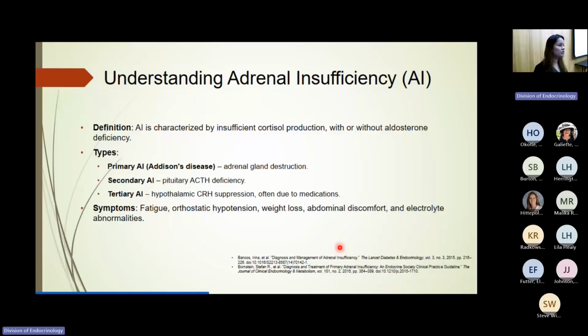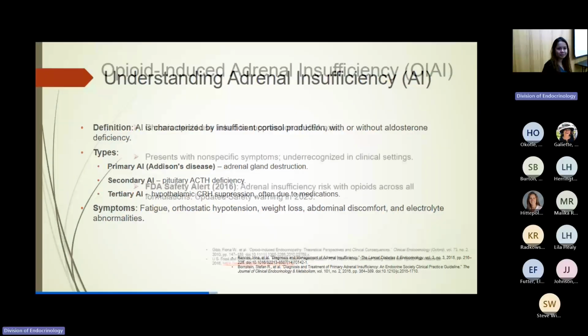Now, symptoms are usually very generalized: fatigue, orthostatic hypotension, abdominal discomfort, electrolyte abnormalities. The most common electrolyte abnormality that we see with these patients on presentation is hyponatremia. So whenever that is the case, we should always have in the back of our minds that we should look for this condition as well. We have had patients in our inpatient rotation who just presented with hyponatremia, and we checked, and that was the only symptom or sign that the patient was having.